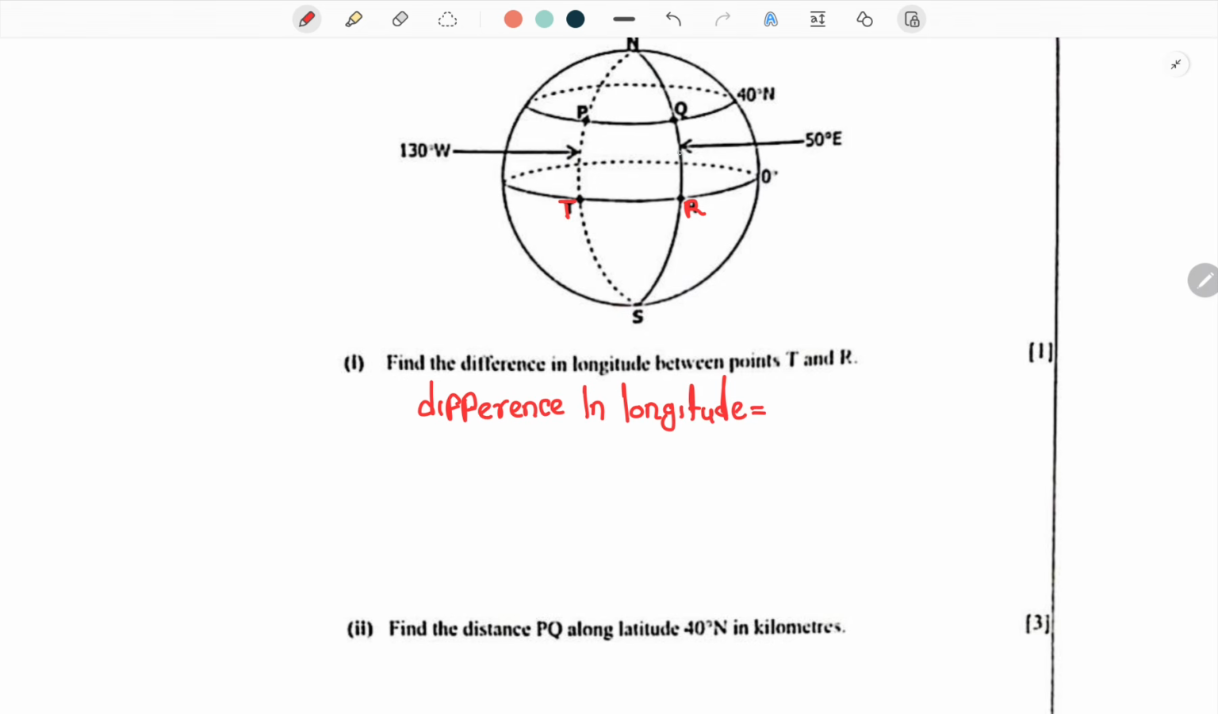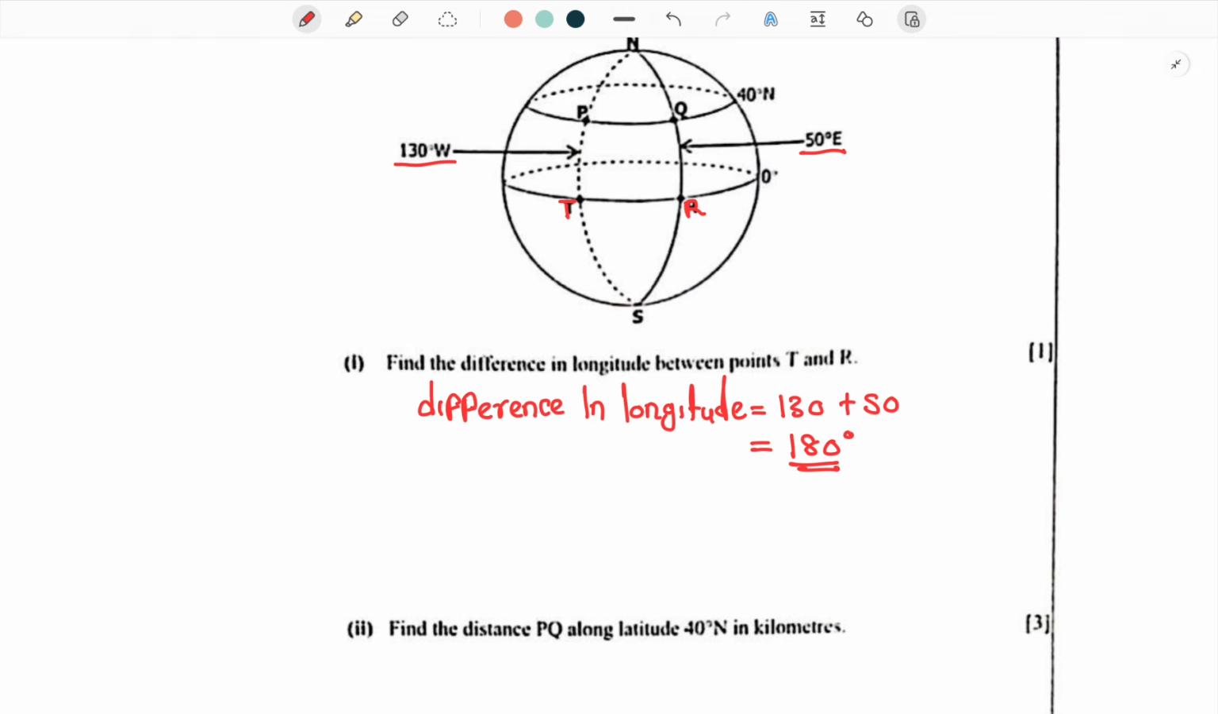Now look at this. This is where R is lying. It is 50 degrees east. Then this one is 130 degrees west. So because they're in opposite directions, just add everything that you have. 130 plus 50 is going to give you 180 degrees, and then you get your difference in longitude.